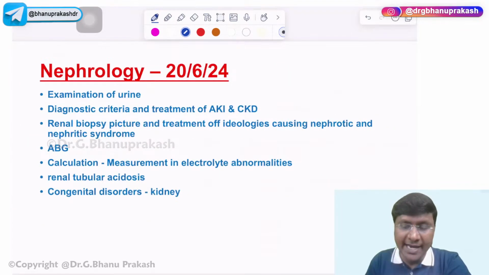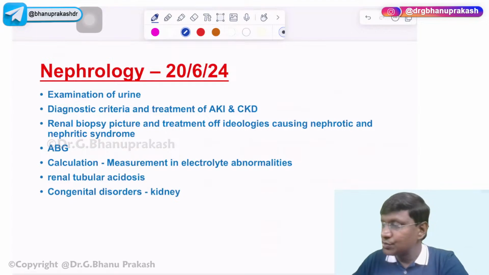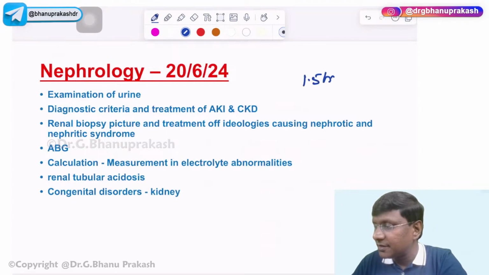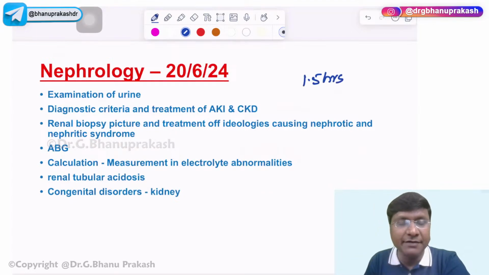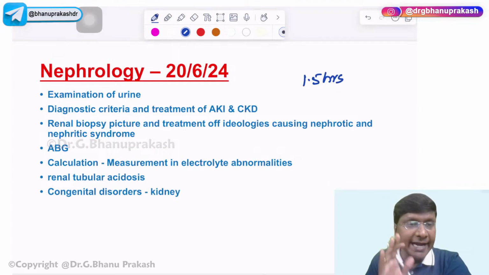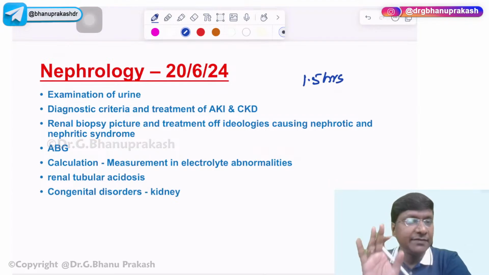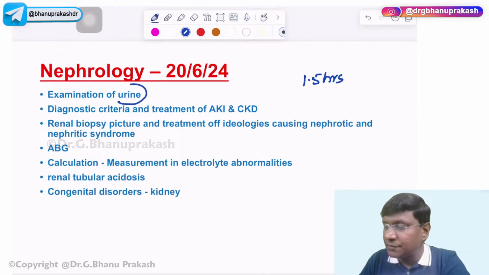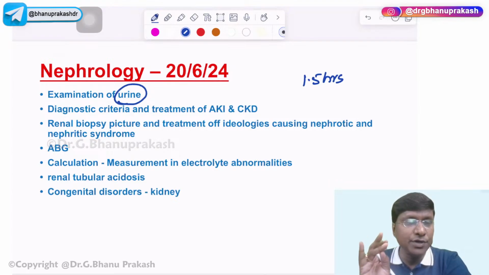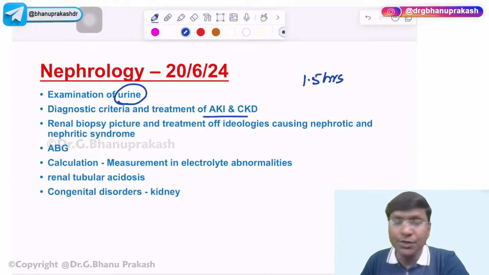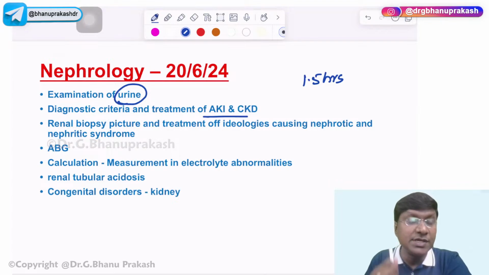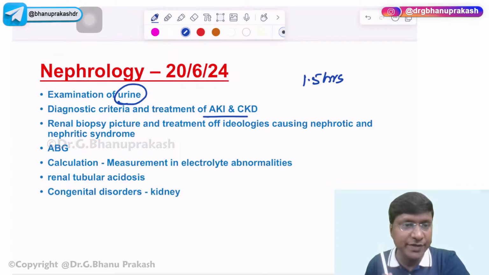See, nephrology as well as the connective tissue disorders. These two are small topics. So 1.5 hours for nephrology and 1.5 hours for the connective tissue disorders. And what are the topics that you should definitely revise in the nephrology? Examination of the urine, that is hematuria, proteinuria, abnormal casts, very, very important. Next is acute kidney injury, chronic kidney disease, diagnostic criteria and treatment is very important.